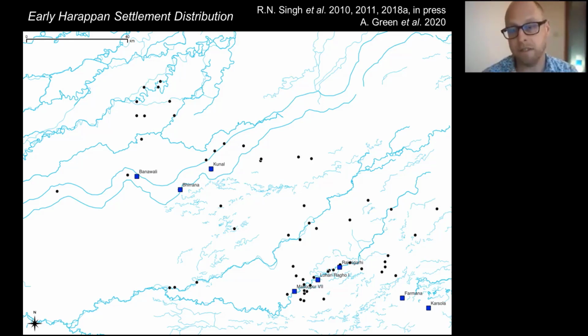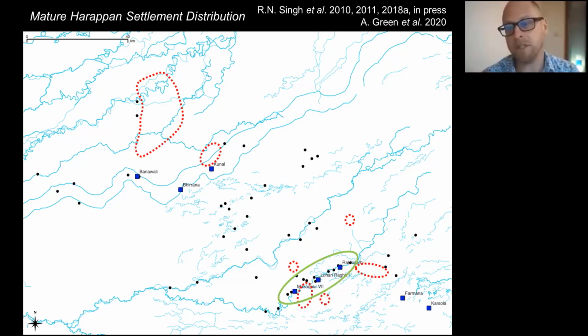This is the so-called Ghaggar-Hakra or Sarasvati River in the northern part. This is the period before we have urban settlements. When urban settlements appear, we see changes in the distribution of settlements. There's a depopulation in the area to the north in this particular instance, and a concentration of settlements around the urban center of Rakhigarhi. And this is during the Indus urban period.